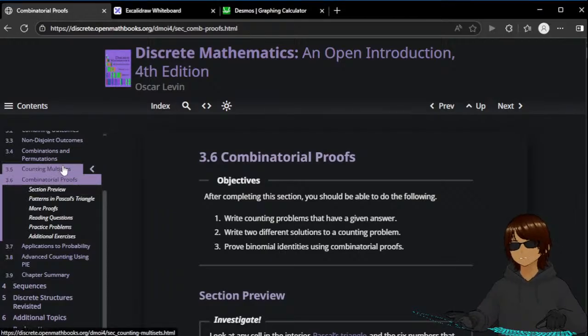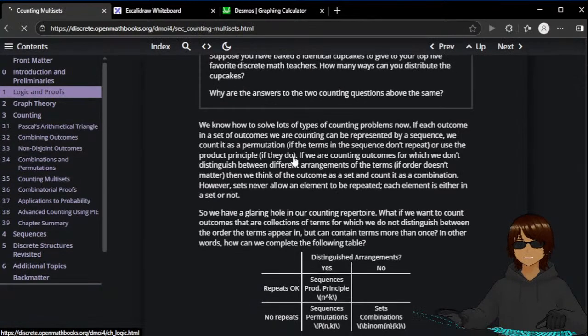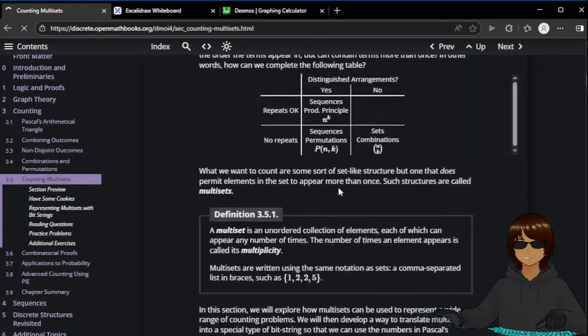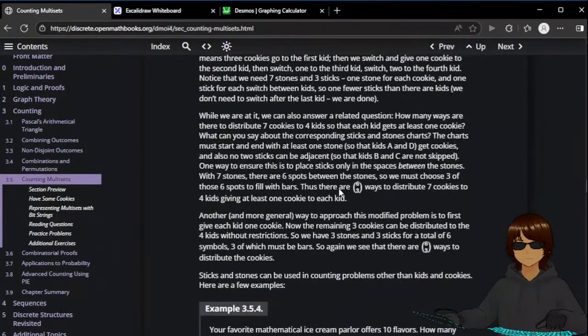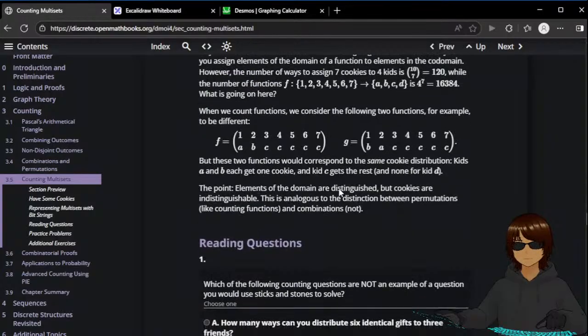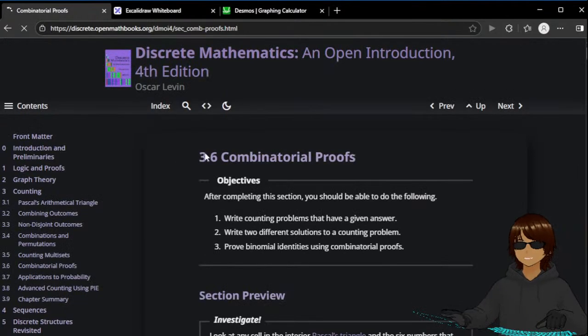All right, so last stream, well, the last chapter I studied was this one about counting multisets. And then this stream, I will continue with the next chapter.